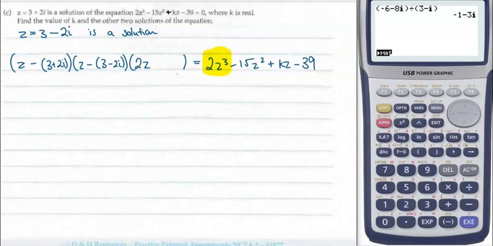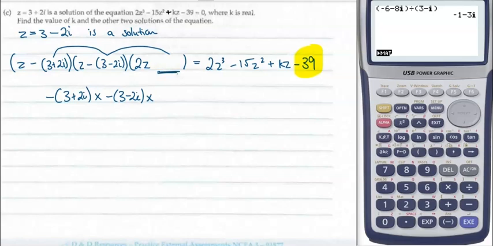Then we look at the last piece, this minus 39. Well, that is made by multiplying this constant times this constant times this constant of the three factors. So negative 3 plus 2i times negative 3 minus 2i times something, let's call it a, has to equal negative 39.